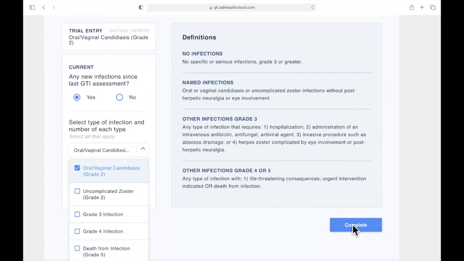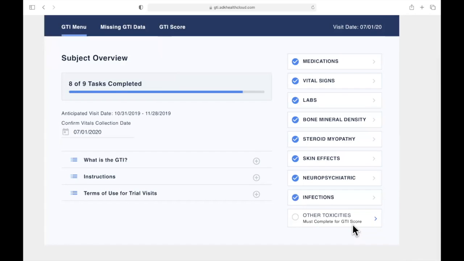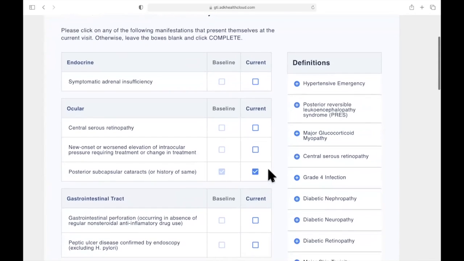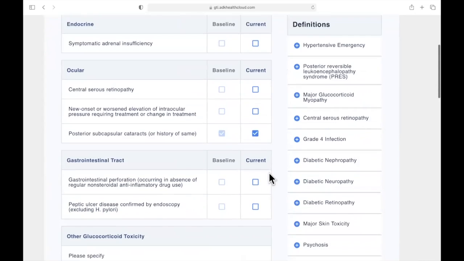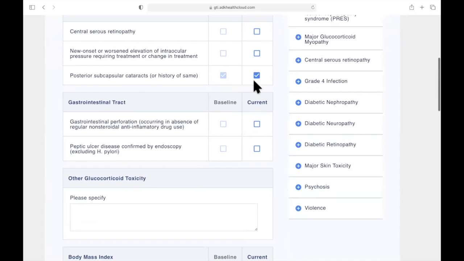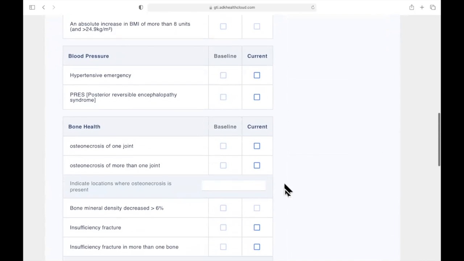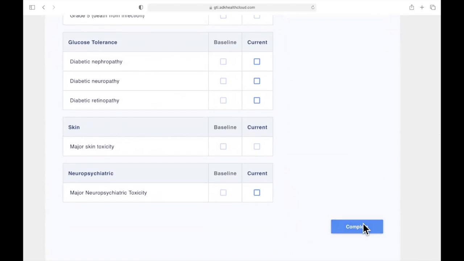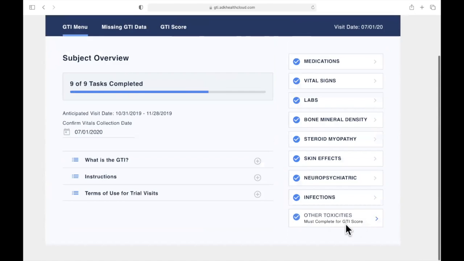So that completes the changeable elements of the GTI. And now we round out the list of other toxicities by looking at the specific list. And we'll just say that there have been no additional toxicities, but it shows that the patient had a cataract at baseline, and that was carried forward now to this follow-up visit because items in the specific list represent damage, they don't change. Okay, so now we're complete and we can get the first GTI score.